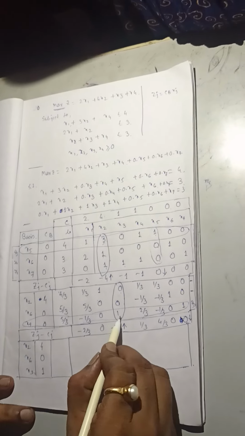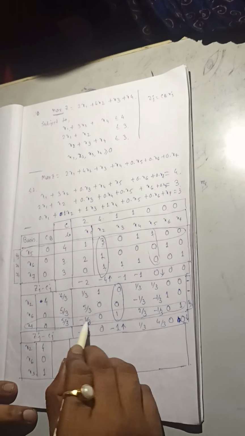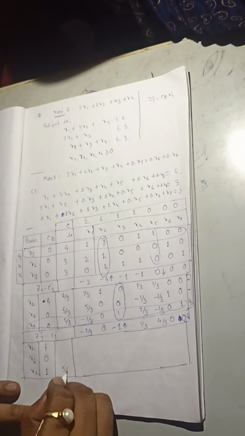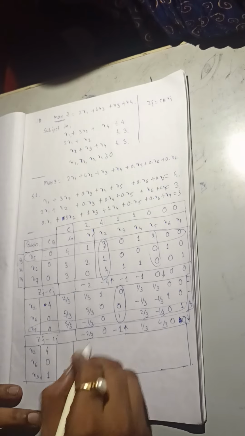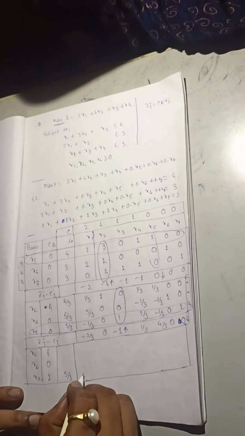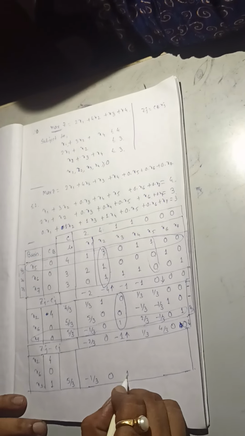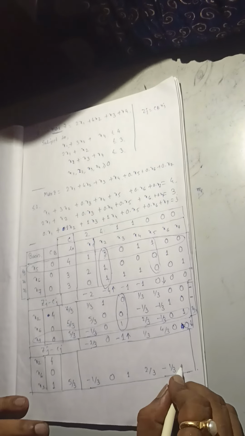Now you have to divide the whole row by the key element. If I divide the whole row by the key element, I am going to get 5 by 3, because I have 1 as the key element, right? Next one will be minus 1 by 3. Next one will be 0, next one will be 1, 2 by 3, minus 1 by 3, 0 and 1. Understand?